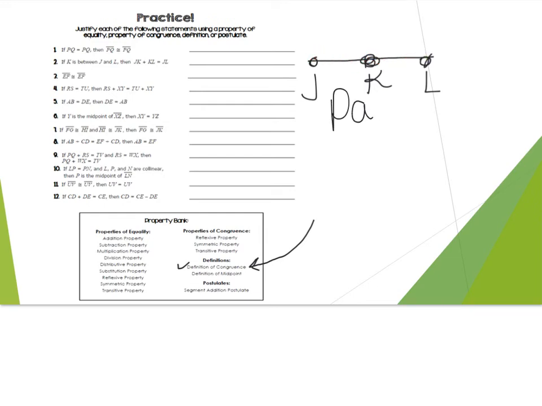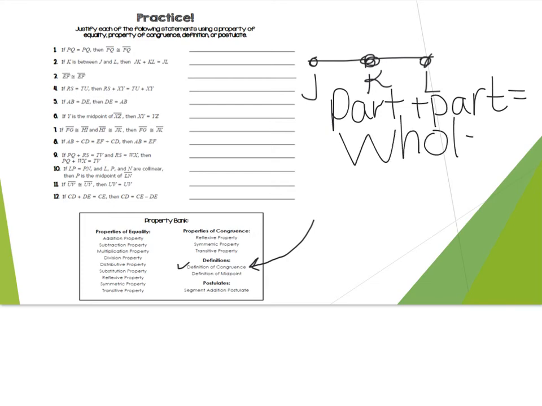So this is part plus part equals what? Can I write it any bigger? Part plus part equals whole. That is, folks, our segment addition postulate. You get it? Segment addition. We're adding parts of the segment together.